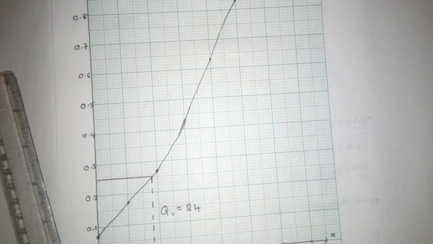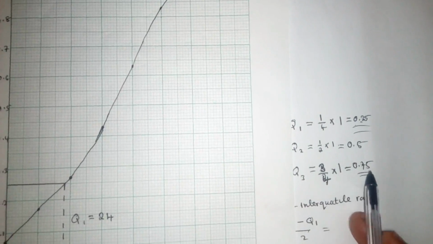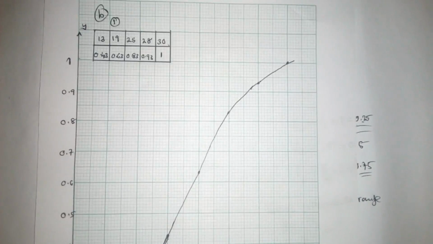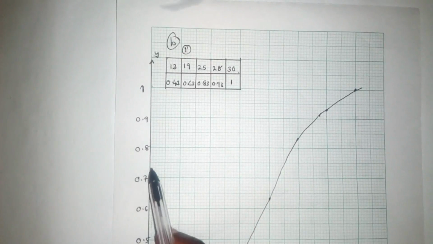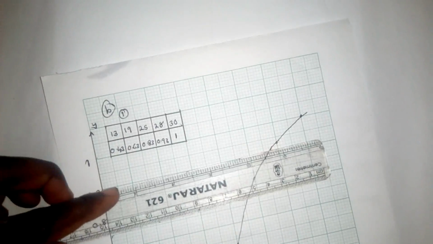We go to quartile 3. So quartile 3 is 0.75. So 0.7 is here, and 5 is supposed to be somewhere here, the middle part. So you do this.